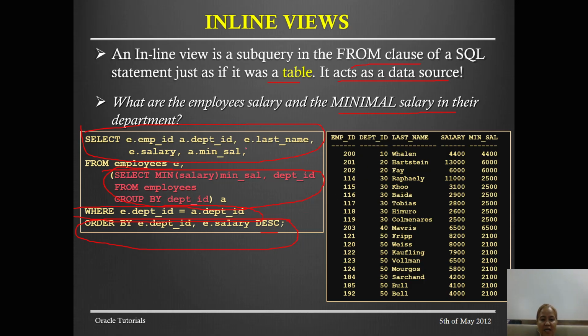Pinakuha kasi natin yung employee ID, the department ID, ito yun, the last name, ito yun, and salary. And then, kinuha natin yung minimum salary. So, paano natin nagawa yun? Ganito yung ginamit natin. Minimum, ito yung ginamit natin last time. Salary, and then minimum salary, and then department. From kung saan galing, i-group na lang natin by department. Po?